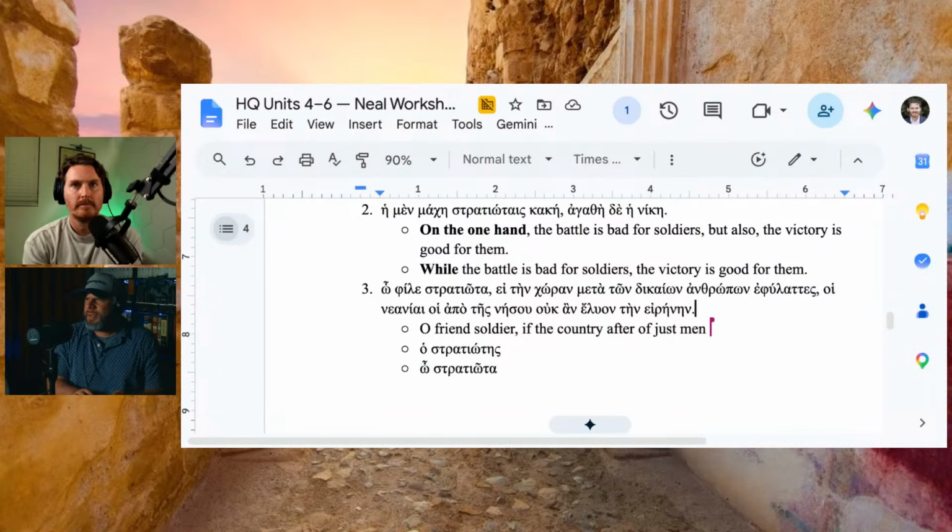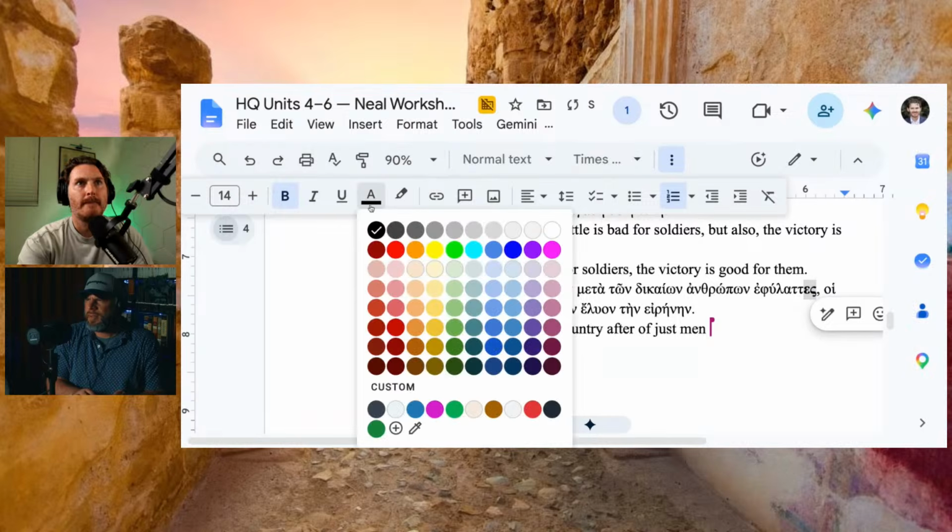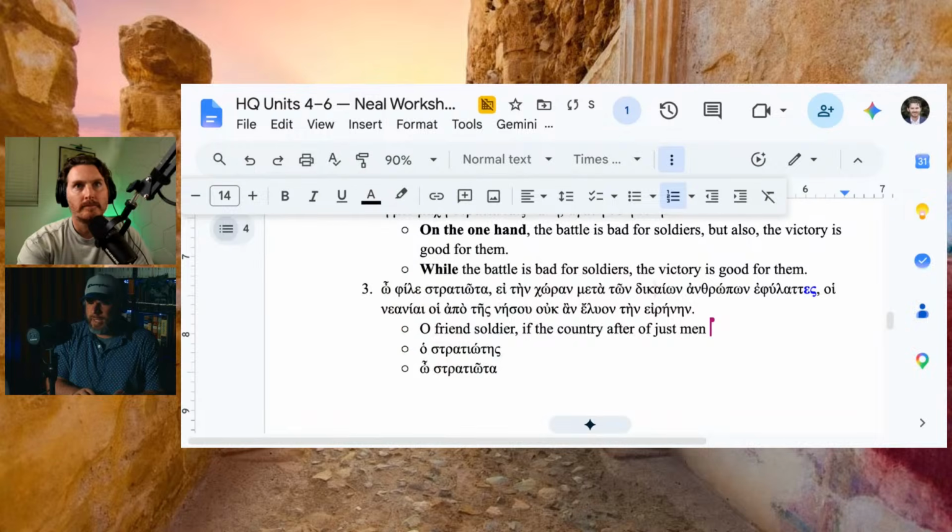Ephulatte, guarded. Ephulatte, right? I guard, or I would guard. Well, what is the sigma doing here? It is genitive. It's not genitive. No, the sigma. Sorry.